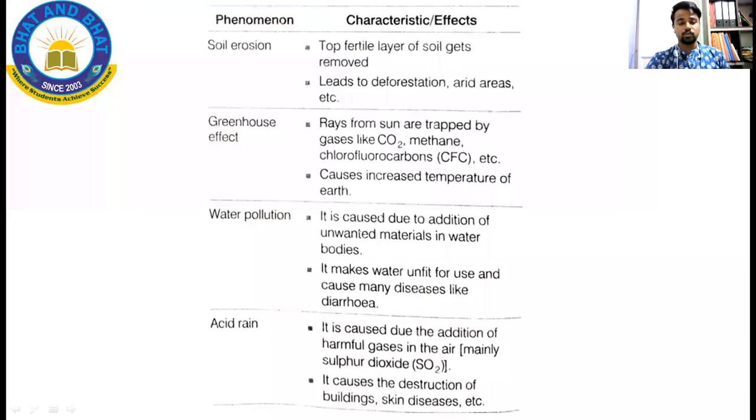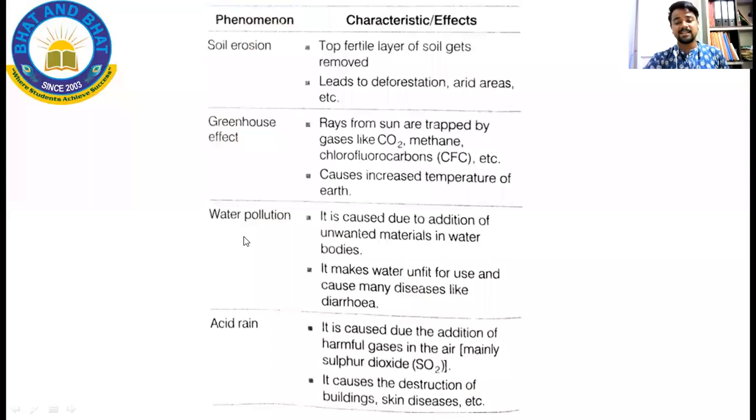That is water pollution. Water pollution is because of the addition of unwanted materials into water bodies. For example, nowadays you can see that plastics are thrown into the water bodies, and what else? Dead bodies, dead animals, and decayed animals are thrown into the water bodies, and the water is getting polluted. Clear now? It makes water unfit for domestic use, and it also causes diseases like diarrhea. So that is what water pollution causes.